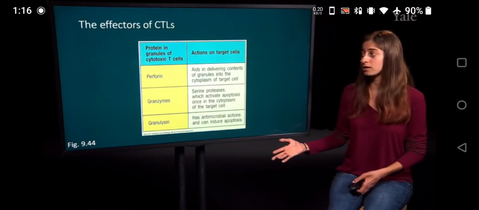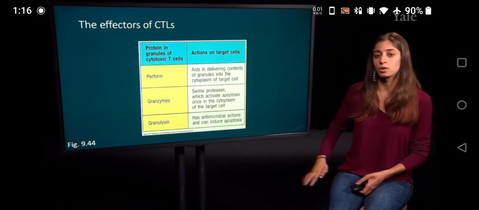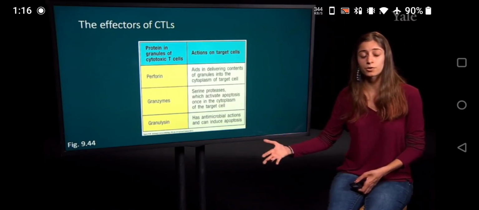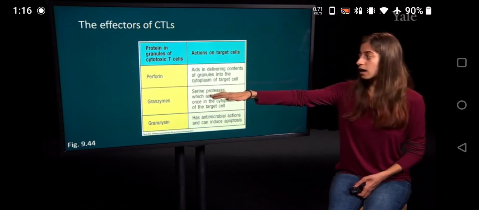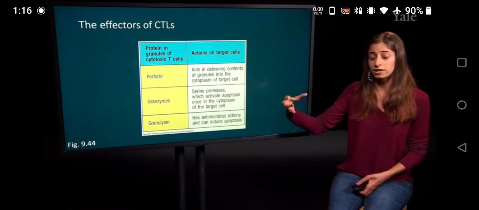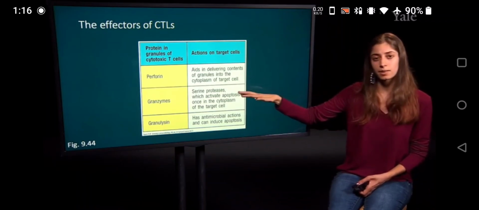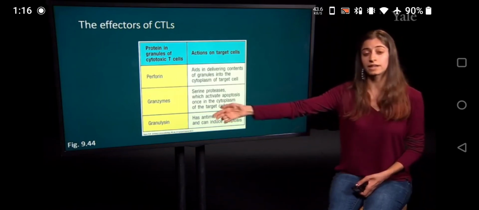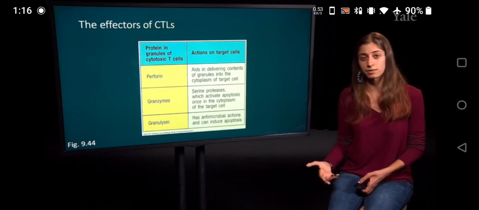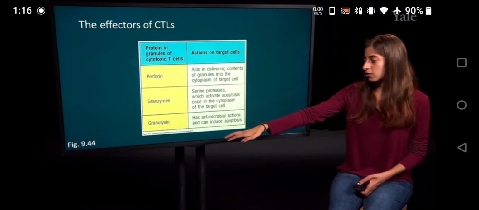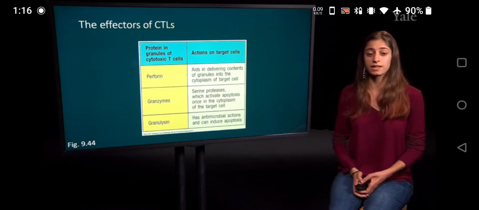So how does this happen? Well, the effector molecules that are released by the CD8 positive T cell will actually make sure that this apoptotic program is induced in the infected cell. Perforin, which is released by the CTL, will aid in delivering contents of granules, so granules are these little pockets that contain the other effector molecules, into the cytoplasm of the target cell. Granzymes are actually serine proteases, and these activate apoptosis in the cytoplasm of the target cell. Finally, granulysin has antimicrobial actions that will further induce apoptosis in the targeted cell.